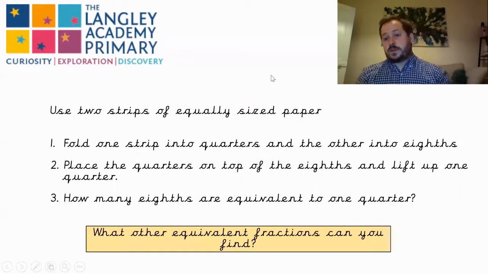Okay, let's try using a physical representation of equivalent fractions first. So what you need to do is get 2 strips of equally sized paper. They must be the same size overall, because we know that in order for our fractions to be compared, the whole has to be the same. For strip number 1, I want you to fold it in half and then in half again. And when you open it out, you should have 4 equal parts, and that will be your quarters.